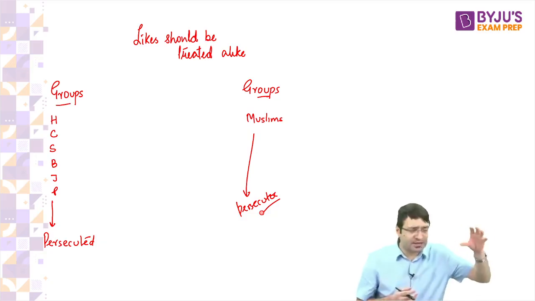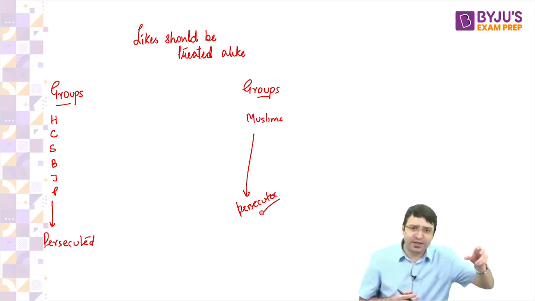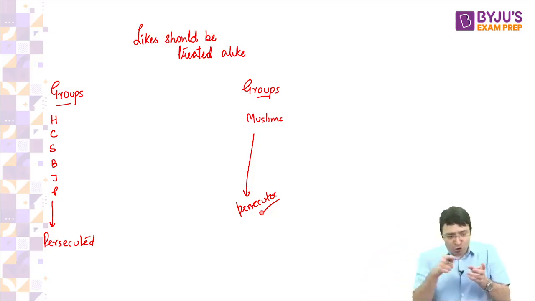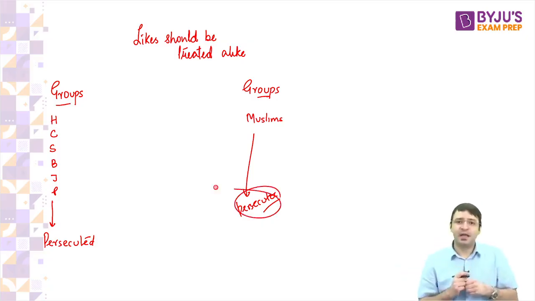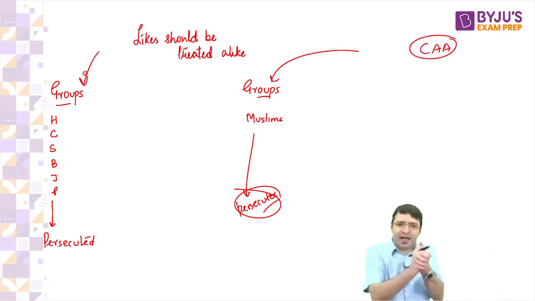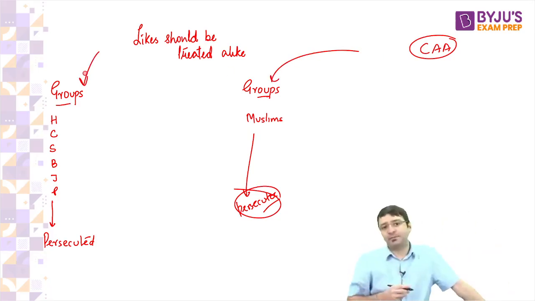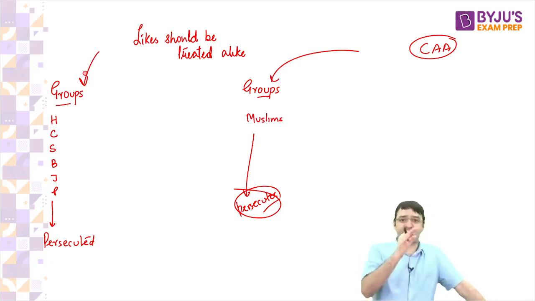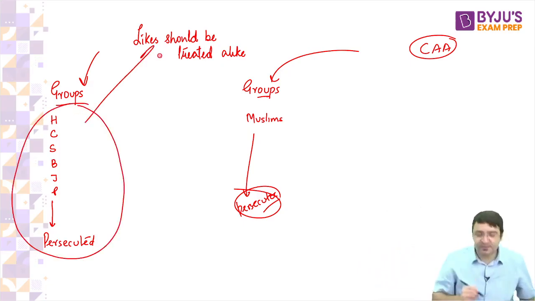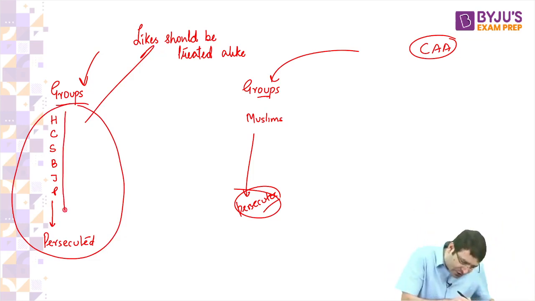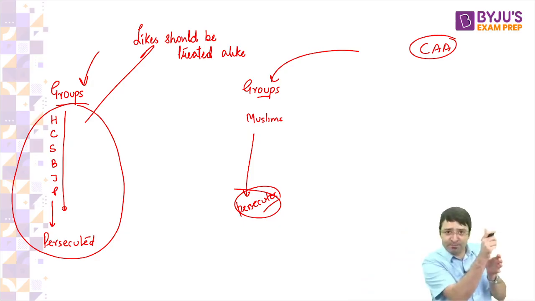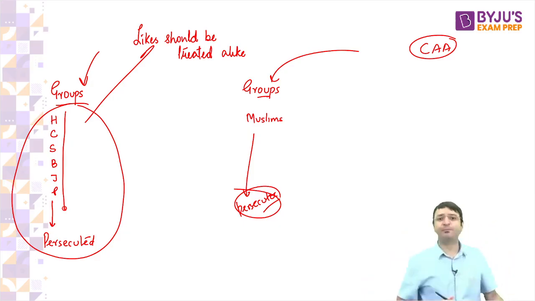Why? Because in Pakistan, Afghanistan, Bangladesh, which is the majority religion? Islam, Muslims. And if these religious minorities are discriminated against, who discriminates against them? Muslims. Which basically means if CAA would have treated both these groups together, that would have been a violation of equality. That would have been a violation of equal protection of the law. Because equal protection of the law means like should be treated alike. All those who are religious minorities are grouped together. All those who are from the majority community in Pakistan, Afghanistan, Bangladesh are grouped separately.